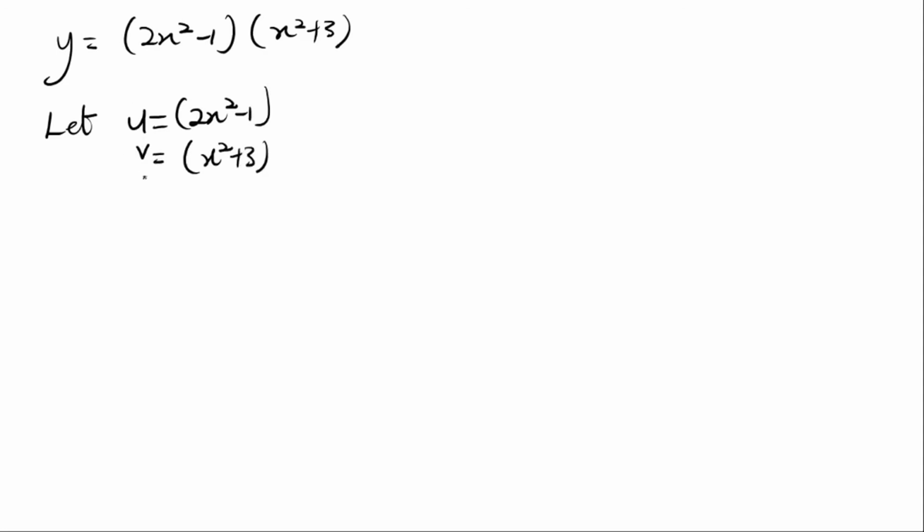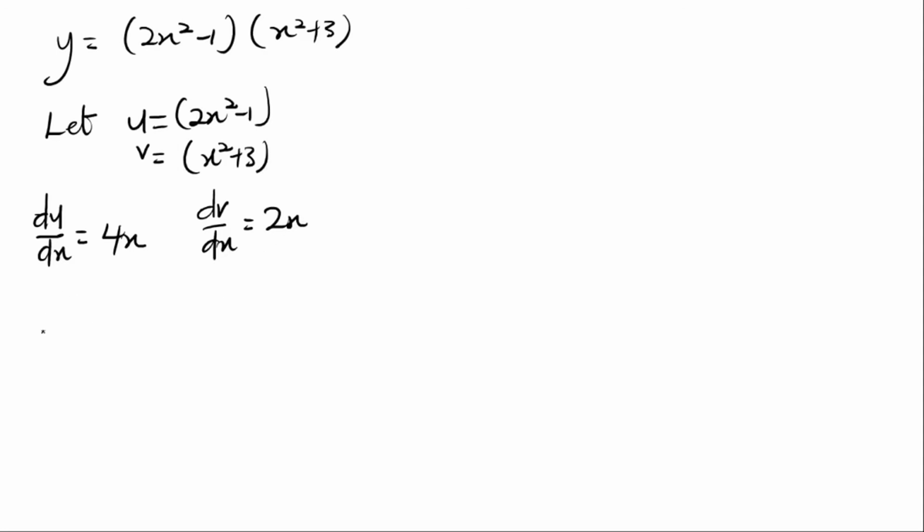So we differentiate each of the individual functions. So our du/dx, that is the differentiation of the first function, becomes what? If we differentiate 2x squared, we get 4x. We differentiate a constant, we get 0. So our du/dx becomes 4x. If we differentiate v with respect to x, we get 2x. That is, the 2 multiplies the x, and then we subtract 1 from here, so it becomes 2x. This is a constant. We differentiate it, we get 0. So it becomes 2x.